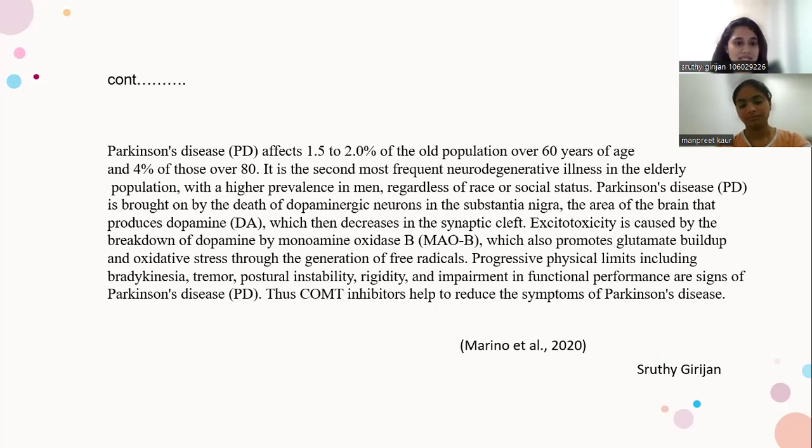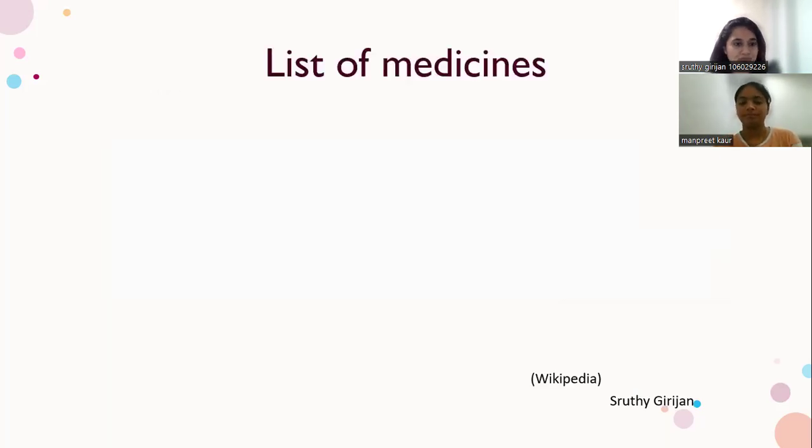Progressive physical limits including bradykinesia, tremor, postural instability, rigidity, and impairment in functional performance are signs of Parkinson's disease. Here comes the use of COMT inhibitors. There is no cure for Parkinson's disease, but COMT inhibitors help to reduce these symptoms in the body of a person with Parkinson's disease.